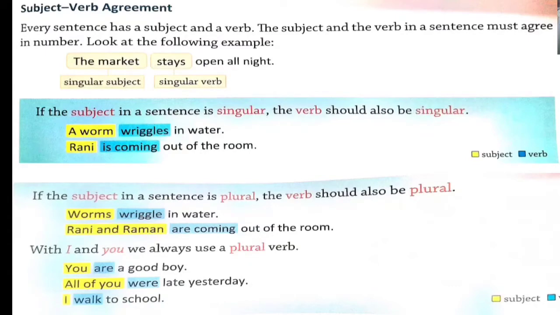Now, subject, verb and agreement. Every sentence has a subject and a verb. The subject and the verb in a sentence must agree in number. Look at the following examples.